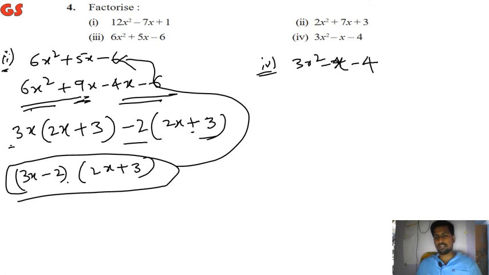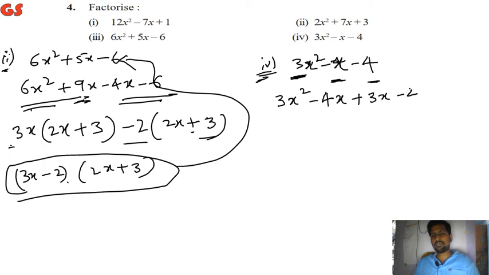Okay, so we continue with the fourth one. So here 3x square and minus x minus 4. So here you see this 4 and 3, and here is only one term. So you can write this as 3x square minus 4x plus 3x minus 4. When you add minus 4x plus 3x, you will get minus x.